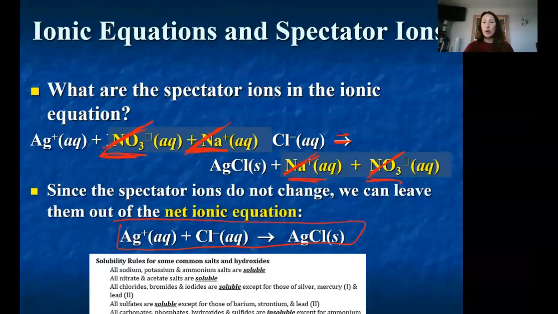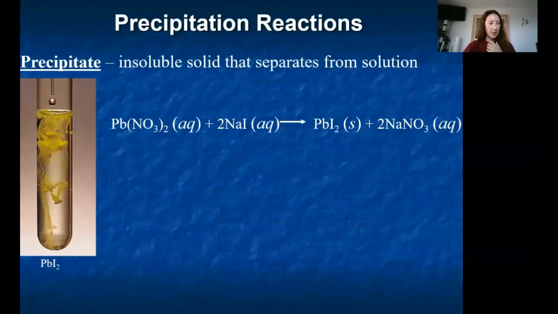Our net ionic equation is what actually happened in the reaction. It's our actual reaction. So we have our molecular equation, which we've now written at least 20 times. Our complete ionic equation, that's when we break everything up. And then our net ionic equation is what actually happened. So let's do this one more time, and then I'm going to have you practice.